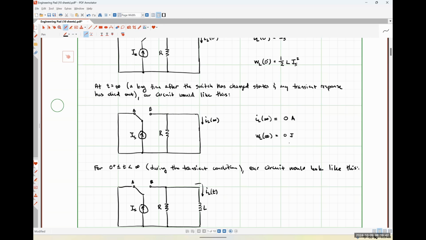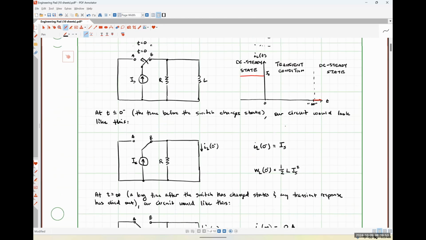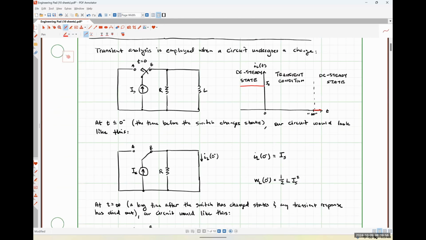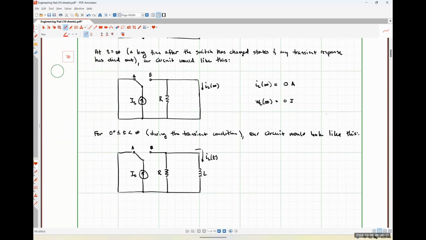So what we should expect to see is that since we know our inductor current cannot change abruptly, at t equal to 0 plus, our inductor current has a value exactly equal to IS, and then our inductor current through some sort of path will decay to 0 at t equal to infinity. And so what we're going to do here is figure out what that decay looks like.